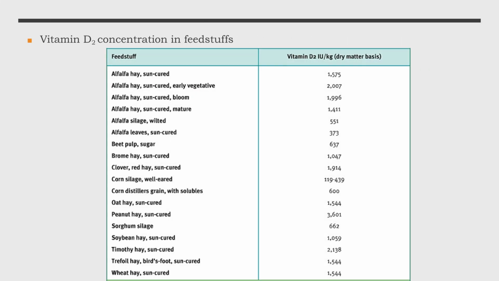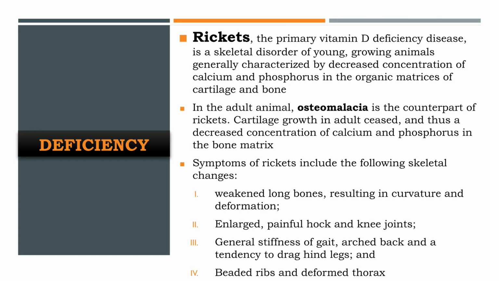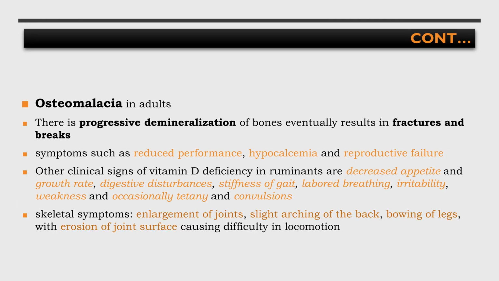This table lists the vitamin D2 concentrations found in representative feedstuffs, indicating which sources provide higher levels of this nutrient for animal diets. The primary deficiency disease is rickets in young, growing animals, characterized by decreased calcium and phosphorus in cartilage and bone. In adults, the counterpart is osteomalacia. Symptoms include weakened, deformed long bones, enlarged joints, stiffness, and beaded ribs. Osteomalacia in adults involves progressive demineralization, leading to fractures.